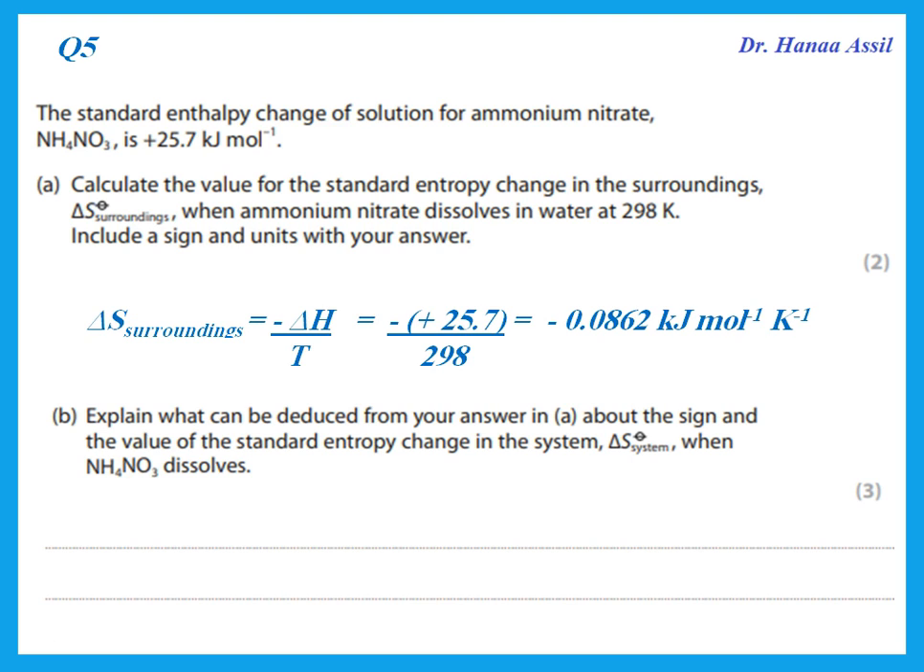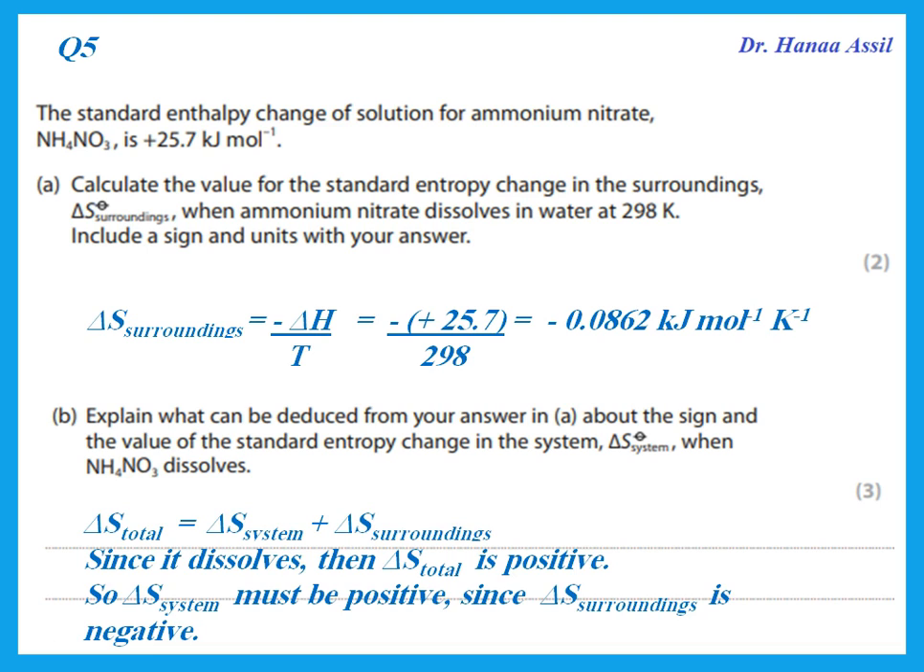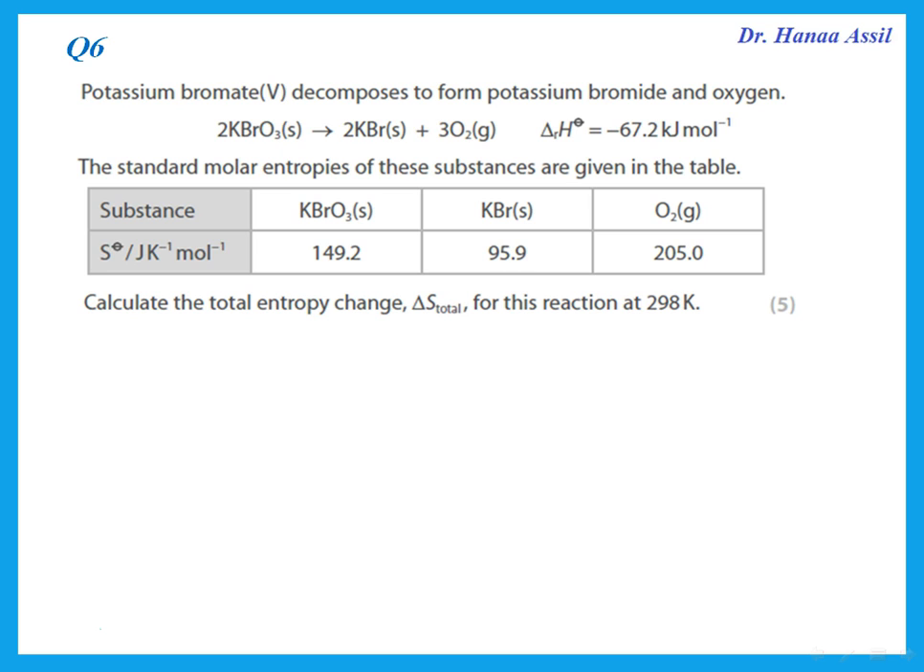Explain what can be deduced from your answer about the sign of the value of the standard entropy change in the system. We said the delta S total is the system plus the surroundings. If it dissolves, then the delta S total has to be positive. So if the delta S surroundings is negative, that means the delta S system must be positive in order for the overall to be positive. Following? Okay. Then he says potassium bromate decomposes to form potassium bromide and oxygen.